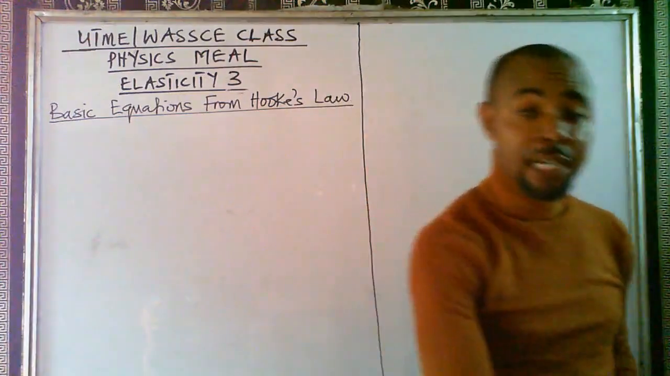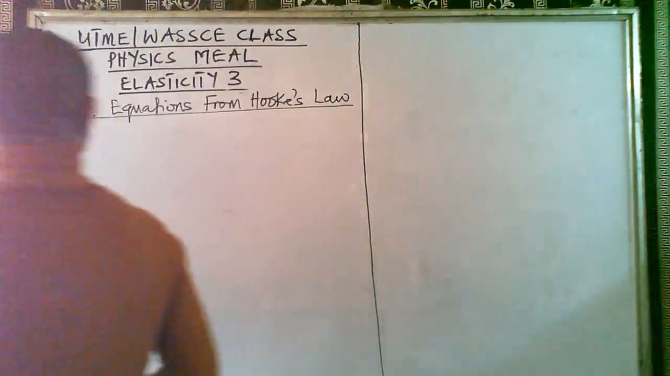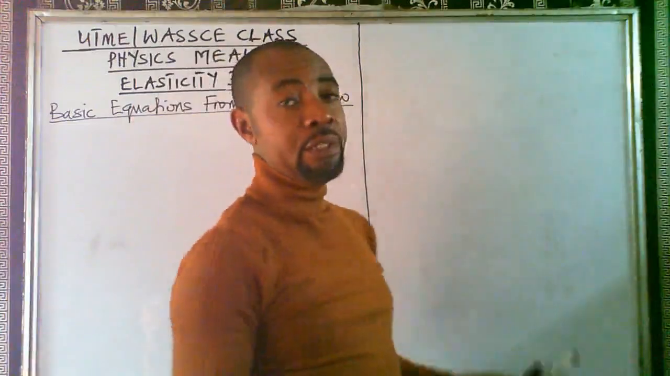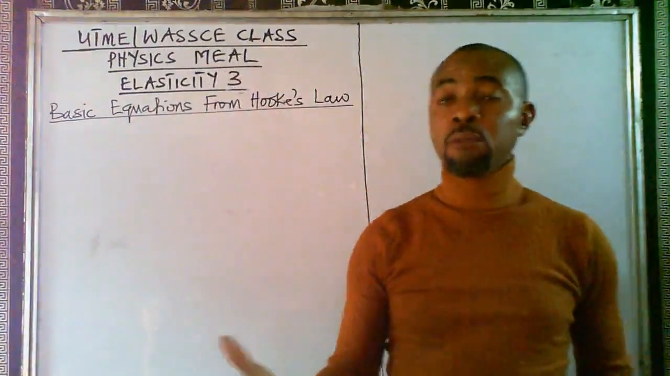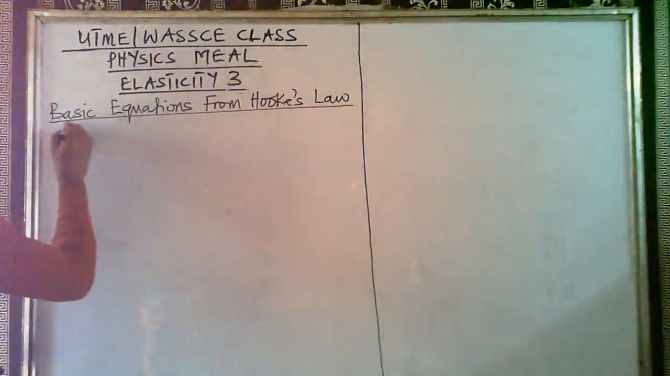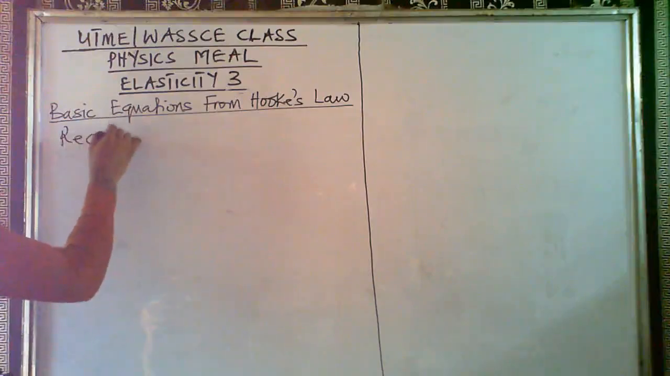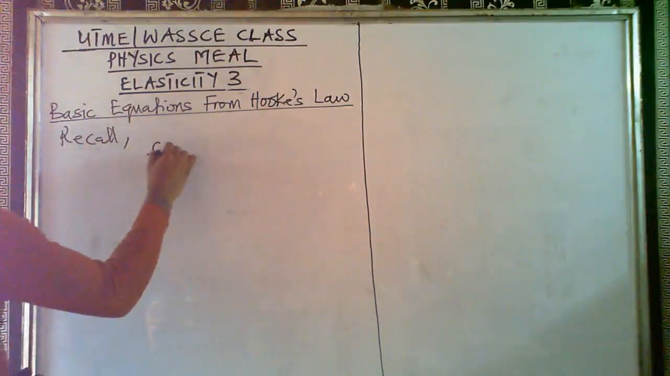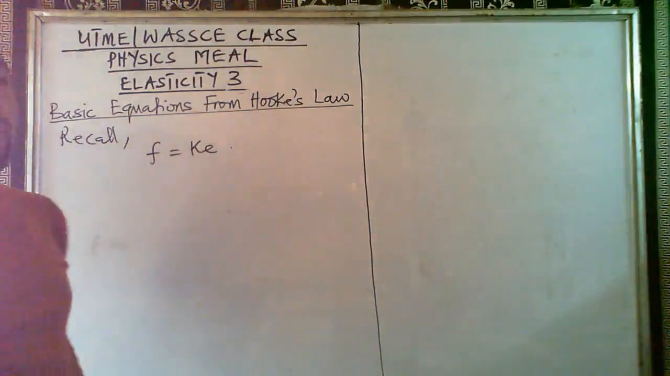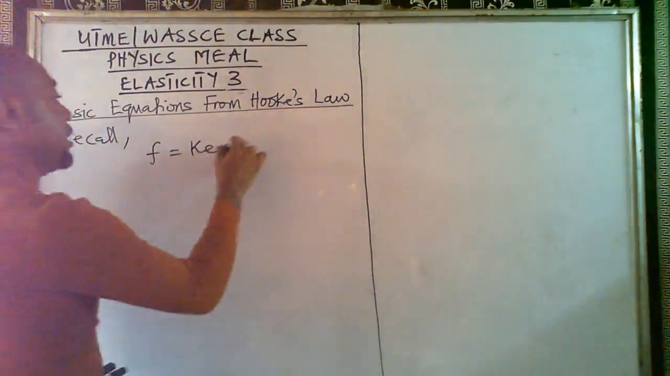In this video, I'm going to show you the basic equations that we will need in order to carry out calculation, whether it's for UTME or WASSCE, in Hooke's law. All right, let's begin. Now, from the previous video, you remember that we established from Hooke's law that F, that's force, is equal to KE. So recall that F is equal to KE.